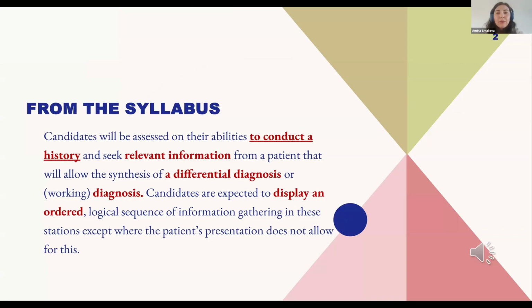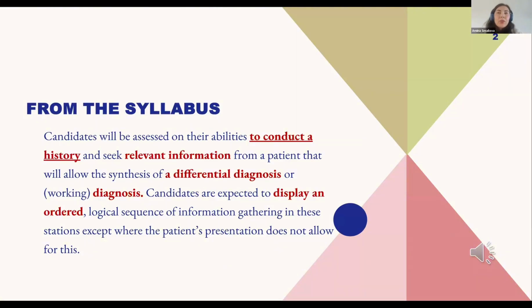All this information is taken from your NZREX handbook, or as I call it, the syllabus. Here is the important information. Candidates will be assessed on their ability to conduct a history and seek relevant information from a patient that will allow the synthesis of a differential diagnosis or working diagnosis. Candidates are expected to display an ordered, logical sequence of information gathering in these stations, except where the patient's presentation doesn't allow for this. So what does it mean?